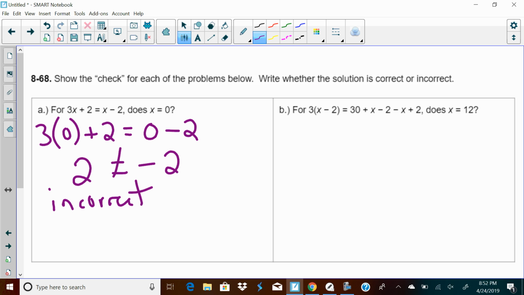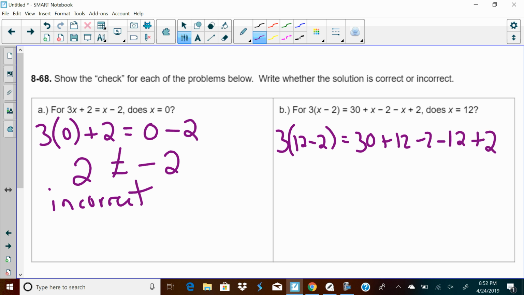For B, I'm going to plug in 12. So I do 3 groups of 12 minus 2 equals 30 plus 12 minus 2 minus 12 plus 2. 12 minus 2 is 10, times 3 is 30. The 12 and negative 12 are going to cancel out, and negative 2 and 2. So this would be 30 as well. So this one is correct.